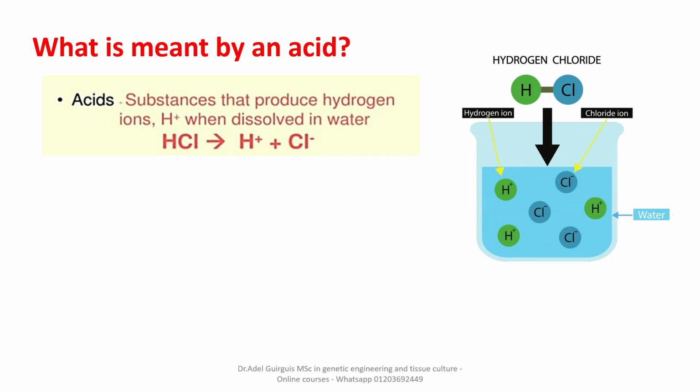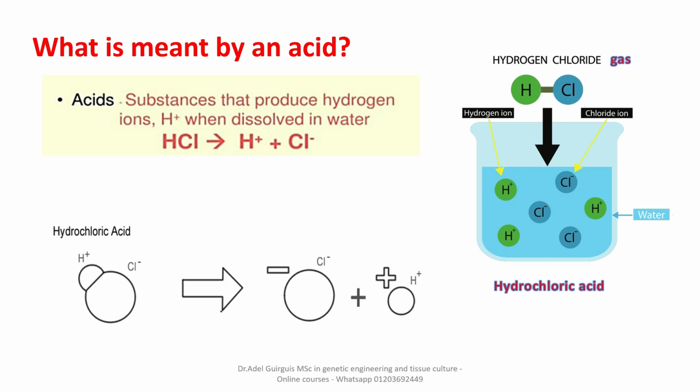Like when we pump hydrogen chloride gas into a beaker containing water, what would happen to HCl gas? HCl gas dissociates and the bond between hydrogen and chloride is broken, and the HCl molecules dissociate into hydrogen ions, H plus, and chloride ions, Cl minus. Now the beaker contains hydrochloric acid.